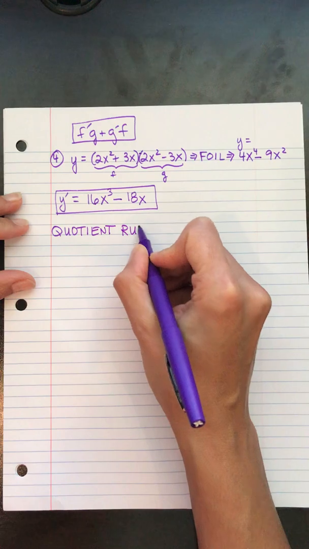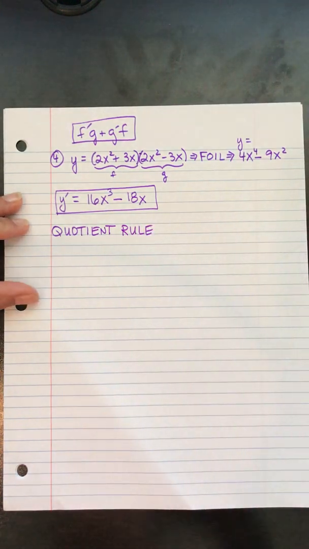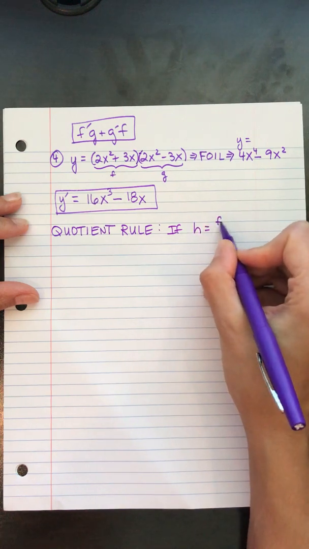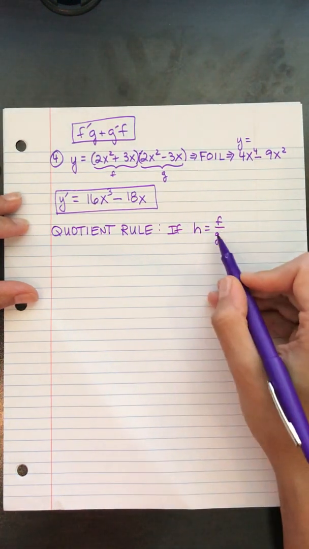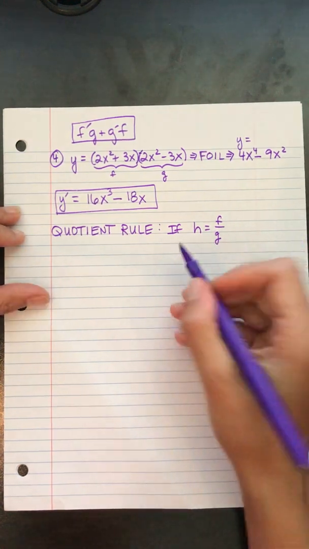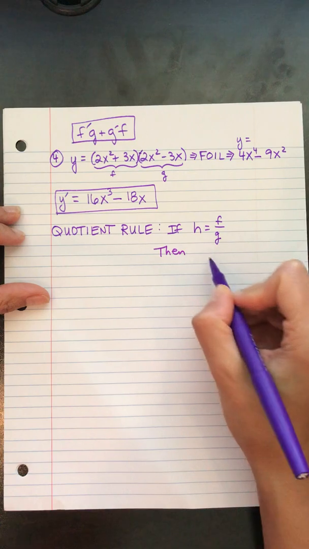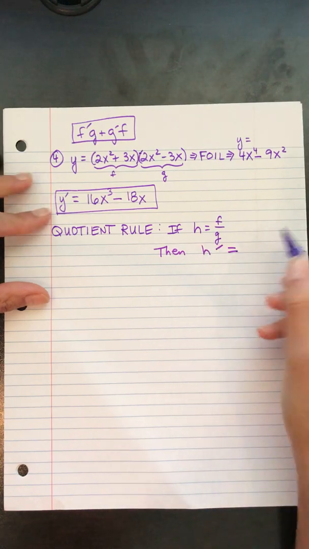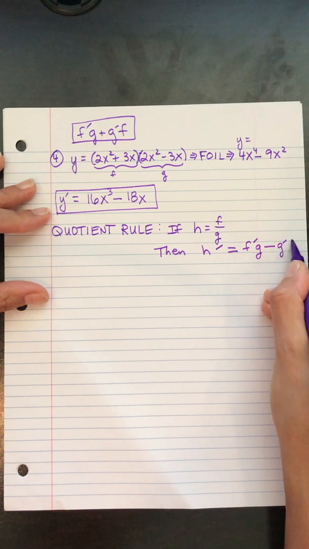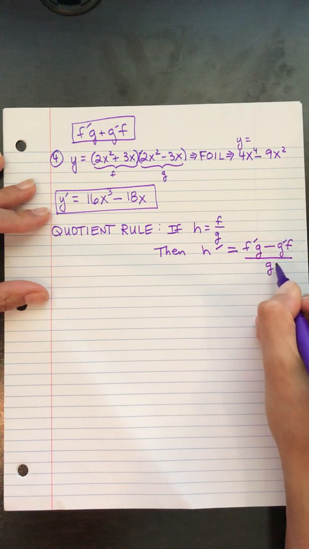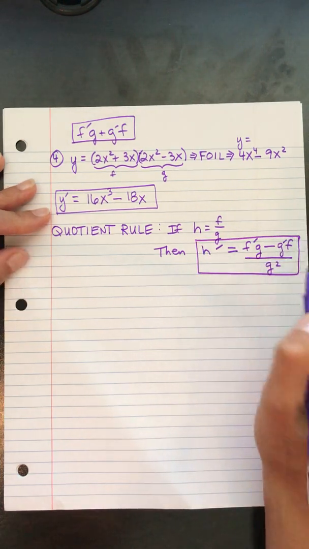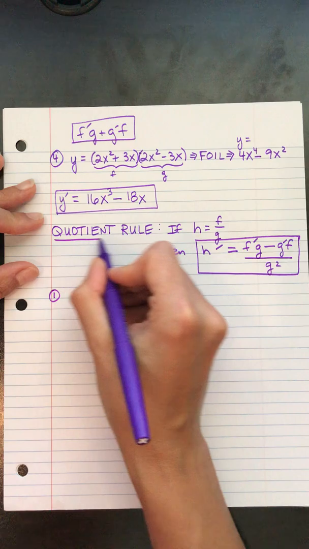Okay, now for the quotient rule. A quotient is something that looks like a fraction. There's division. So if you have h equals f over g, I'm doing the shorthand instead of writing h of x, f of x, g of x. I'm just doing h, f, and g. Then h prime equals f prime times g minus g prime times f all over g squared. That is the quotient rule for derivatives. Okay, so let's do a few examples.